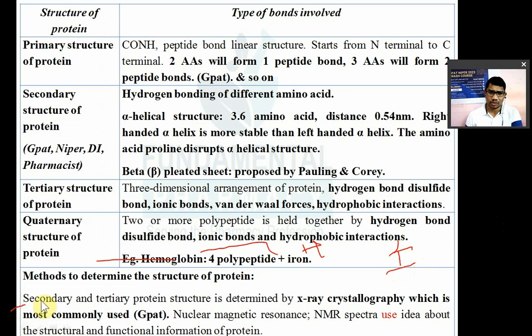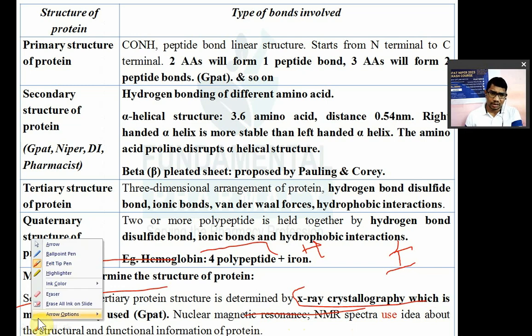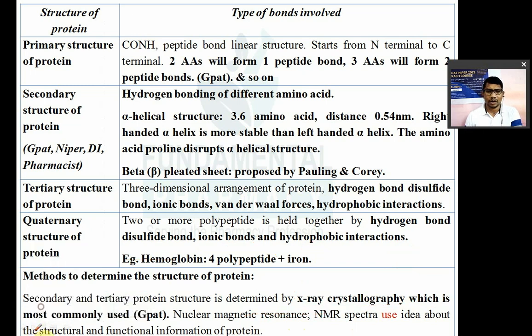Secondary and tertiary structure of protein can be measured by X-ray crystallography. इसके ऊपर क्वेश्चन आ चुका है GPAT में recently, GPAT 2019 या 20 में. X-ray crystallography is used for the determination of secondary and tertiary structure of protein. Nuclear magnetic resonance, NMR spectra give idea about the structural and functional information about the protein. Okay, so remember, secondary and tertiary structure of protein can be determined by either X-ray crystallography or NMR. Questions आ चुके हैं इसके.